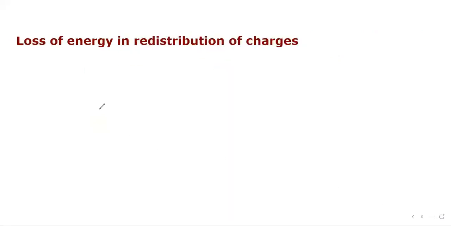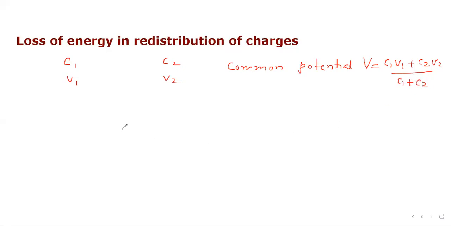Now let's see the next concept, loss of energy in a redistribution of charges. If there are two capacitors of capacitance C1 and C2, and their potentials are V1 and V2, then we can find the common potential. So the common potential V is given by C1 V1 plus C2 V2 divided by C1 plus C2. Now let's consider their energies. So the initial energy Ui will be half C1 V1 square plus half C2 V2 square.